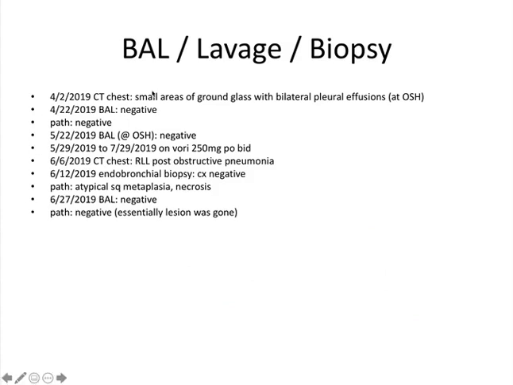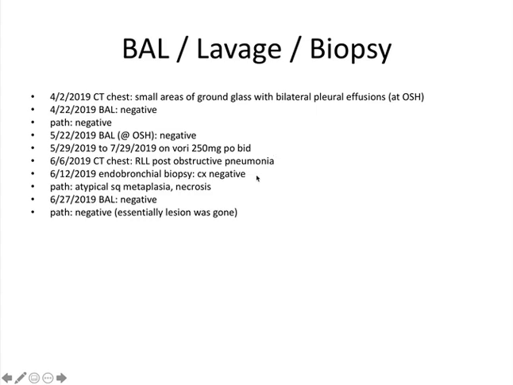So first we had a CT at the outside hospital that had pleural effusion. So we did a bronch, or they did a bronch, it was negative. They did another bronch, it was also negative. He went on VORI because they're like, this must be mold. That's why it's not growing. And then the CT was like post-obstructive.